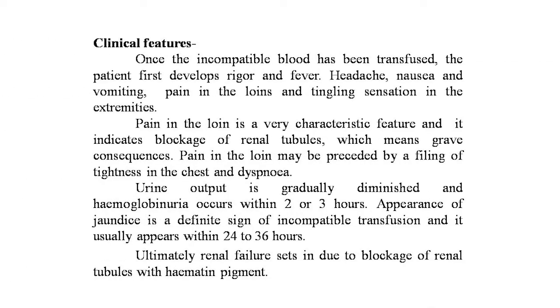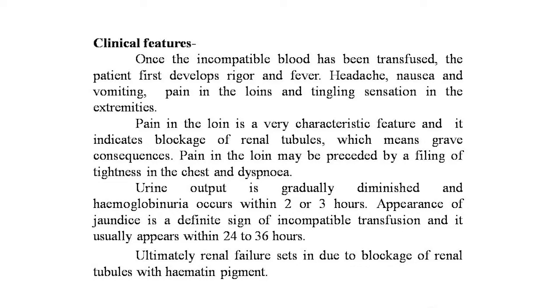The clinical features of the incompatibility. Once the incompatible blood has been transfused, the patient first develops rigors and fevers, headache, nausea and vomiting, pain in the loins, tingling sensation in the extremities. Pain in the loin is a very characteristic feature and it indicates blockage of the renal tubules, which means grave consequences. Pain in the loin may be preceded by the feeling of tightness in the chest and dyspnea.